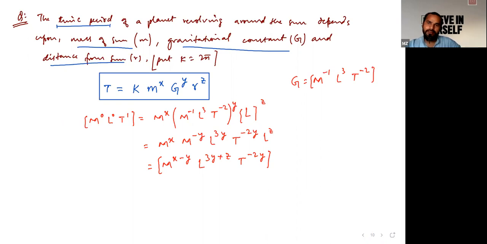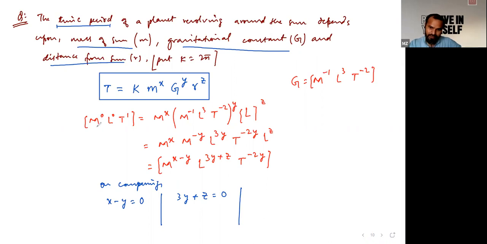Suppose for M, we have on the left hand side the exponent of M as 0, and on the right hand side the exponent of M is x minus y. So on comparing, we can say x minus y would be 0. Similarly, compare the exponent for L. So it would be 3y plus z is equal to 0. Why would x minus y be 0?